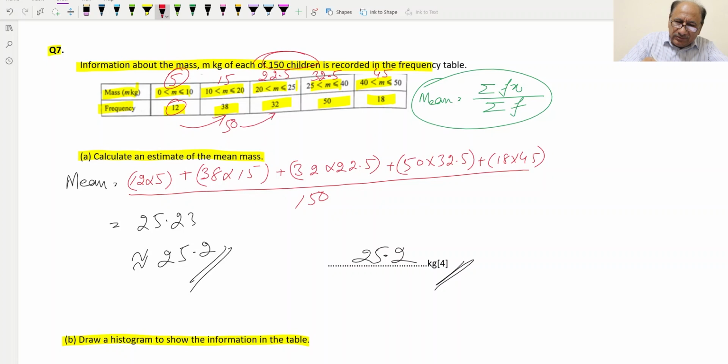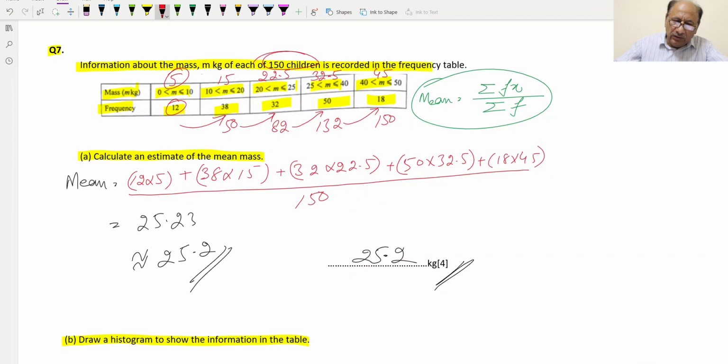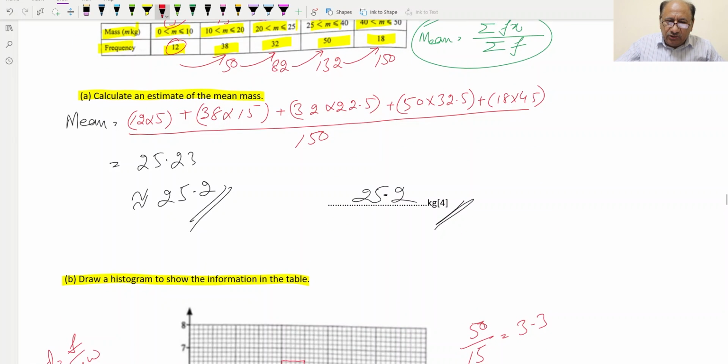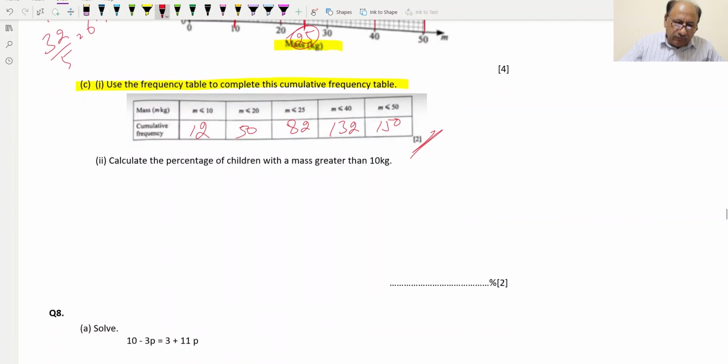Then 50 plus 32 will be 82. And 82 plus 50 will be what? This will be 132. Then 132 plus 18 will be 150. So this will be 50, 82, 132 and 150. This is the cumulative frequency table which is completed for 2 marks.